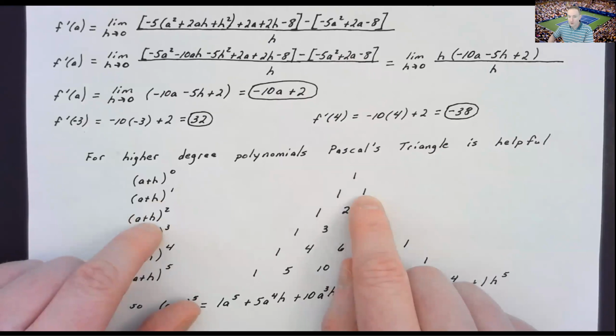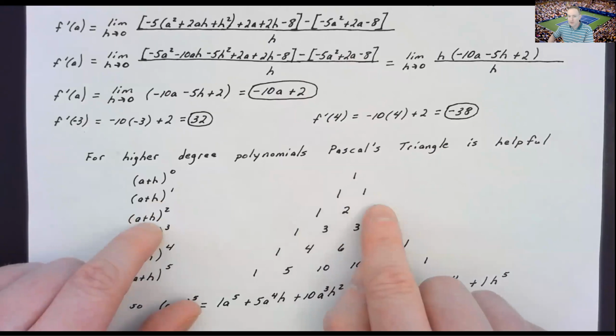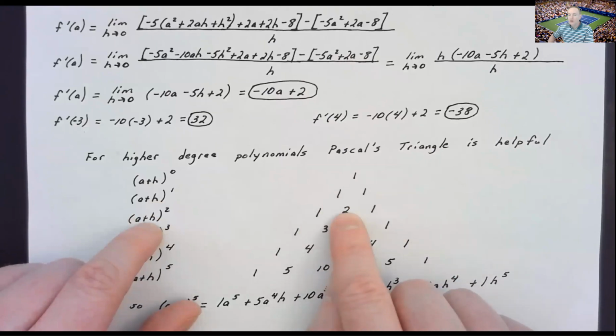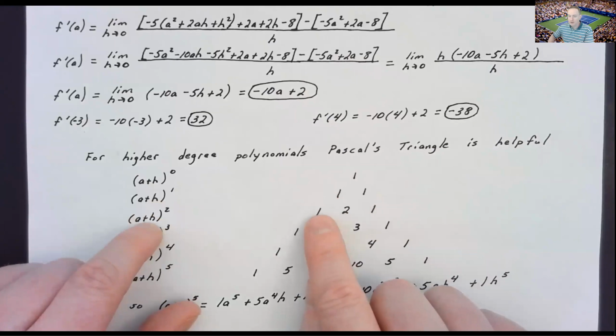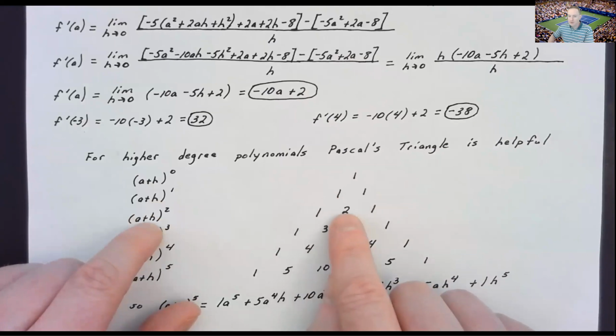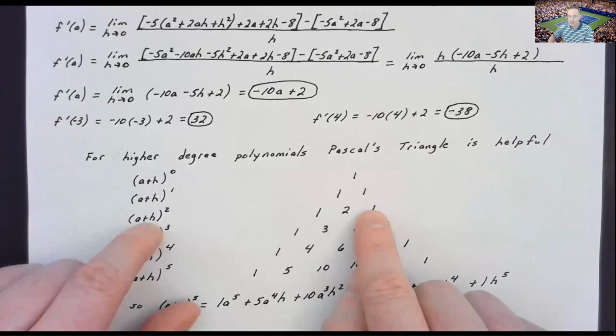Every other row of our Pascal's triangle will start with a 1 and end with a 1. Every other number is the sum of the two above it. So please notice I start with a 1, end with a 1. 1 plus 1 is 2. So I can say, ooh, a plus h squared. This is going to give you the coefficients of the term: 1a squared plus 2ah plus 1h squared.